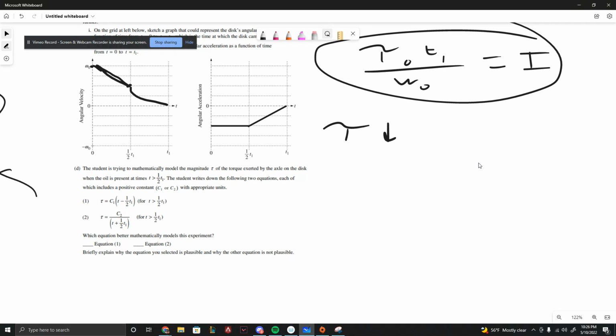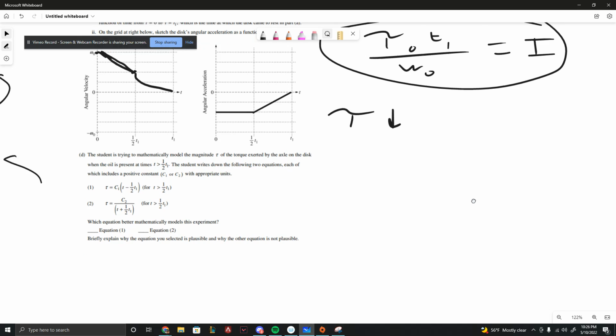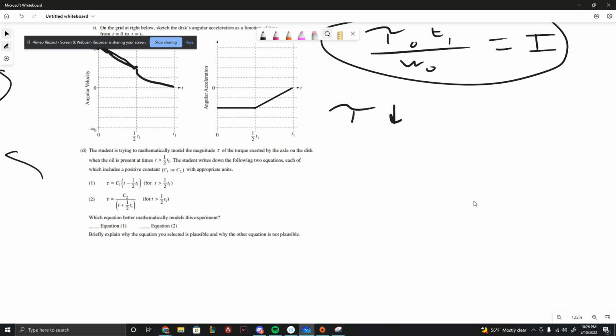And then part D. A student is trying to mathematically model the magnitude tau of the torque exerted on the axle on the disc when the oil is present at times t greater than 1/2 t1. The student writes down the two equations, each of the following, which include a positive constant, c1 or c2, with appropriate units. Which equation mathematically models this experiment? So look at each equation and think about it real quick and try to figure it out for yourself, decide. And if not, I'll explain it in a second.